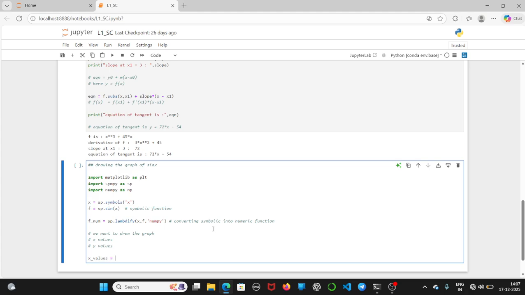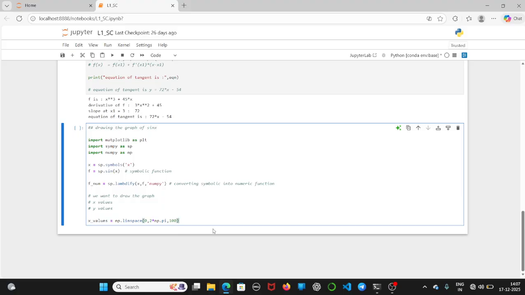X values is equal to, I am going to write here np.linspace, 0, 2 into np.pi, and I'm going to write here 100. What it means is that 0 to 2 pi, this is the interval, right? 0 to 2 into pi. I'm going to write only pi over here, right?